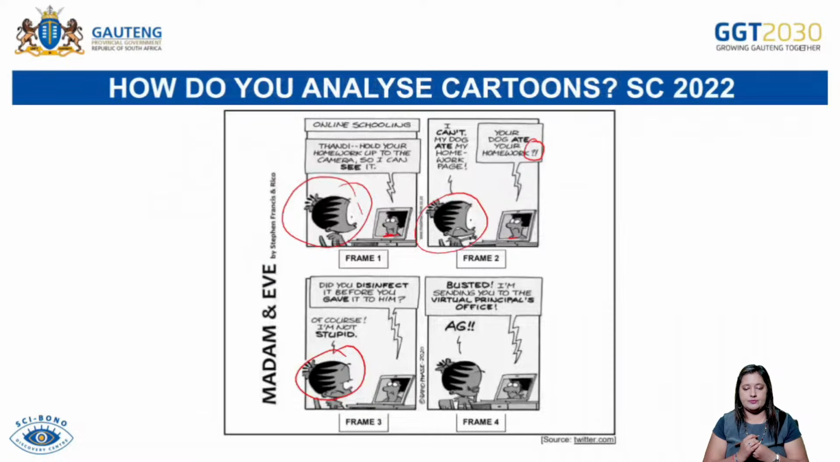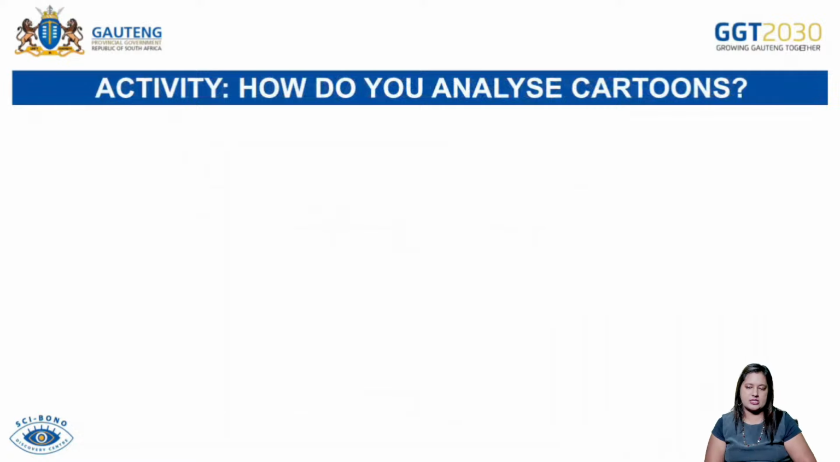"Of course, I'm not stupid." Oh, sorry. The teacher says, "Did you disinfect it before you gave it to him?" And then she says, "Of course, I'm not stupid." All right, and that's also emphasized there with a bold font. And then next, frame 4: "Busted. I'm sending you to the virtual principal's office." Virtual principal's office is again a different font, bolded, and notice that Tandi's facial expression changes here: closed eyes, her hand on her face, meaning that she's being caught out now, and the exclamation mark is showing her complete disappointment in being caught out here. All right, so that particular image was tested also in 2024.